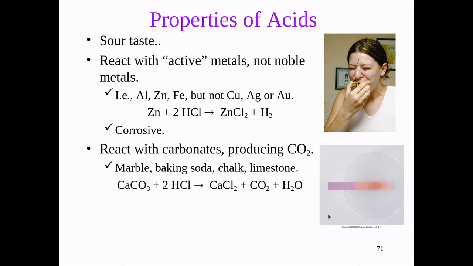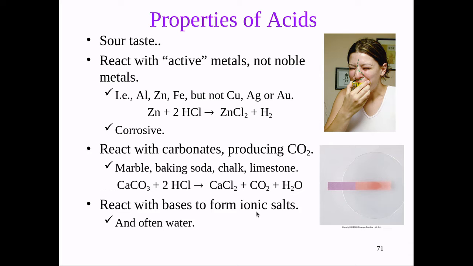One chemical test I'll mention for checking for acids is the classic litmus test. This is where we take blue litmus paper, we add it to an acid, and it will turn this pink reddish color. And acids react with bases to form ionic salts. Another byproduct is often going to be water.